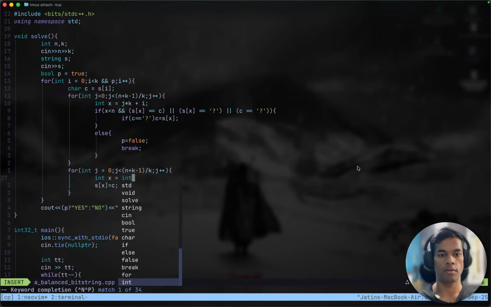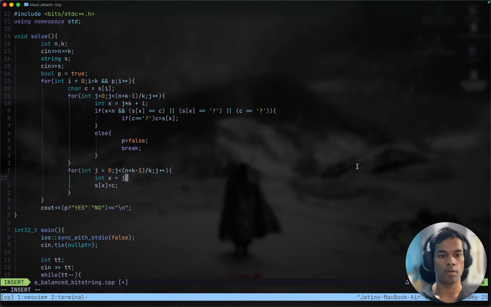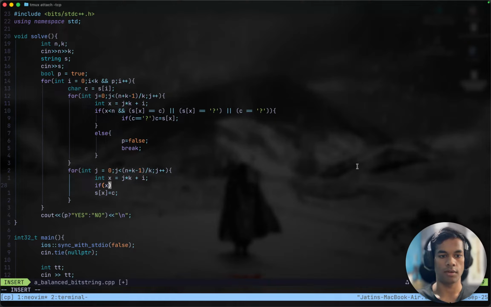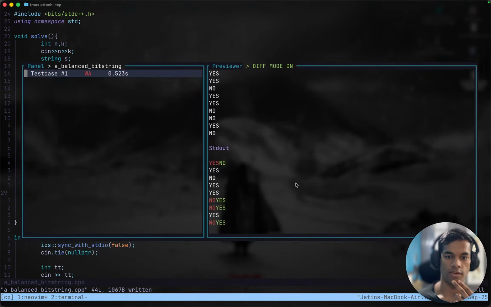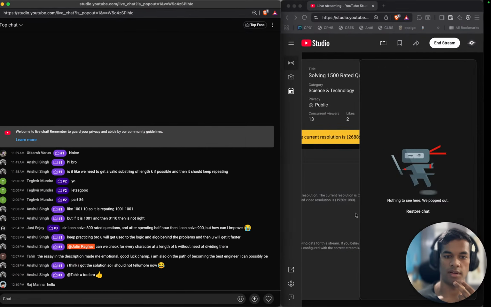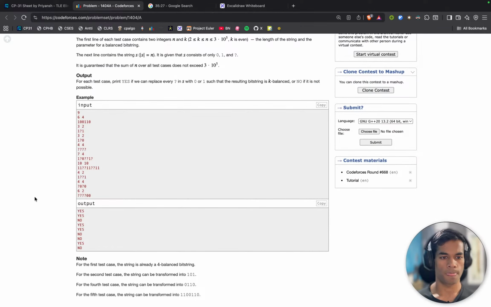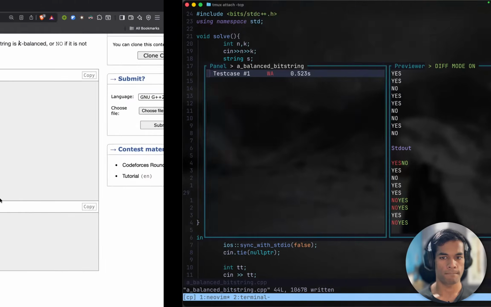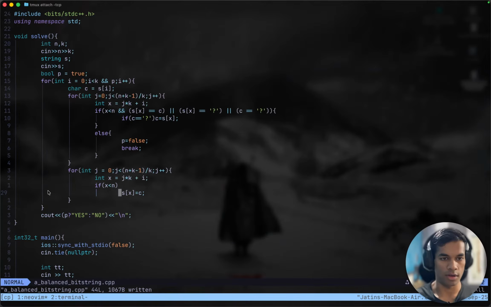And x equals j into k plus i, if x smaller than n. Shit, I am messing up. I am messing up. First one, I am saying no. Okay, what am I even doing? Okay, shit.